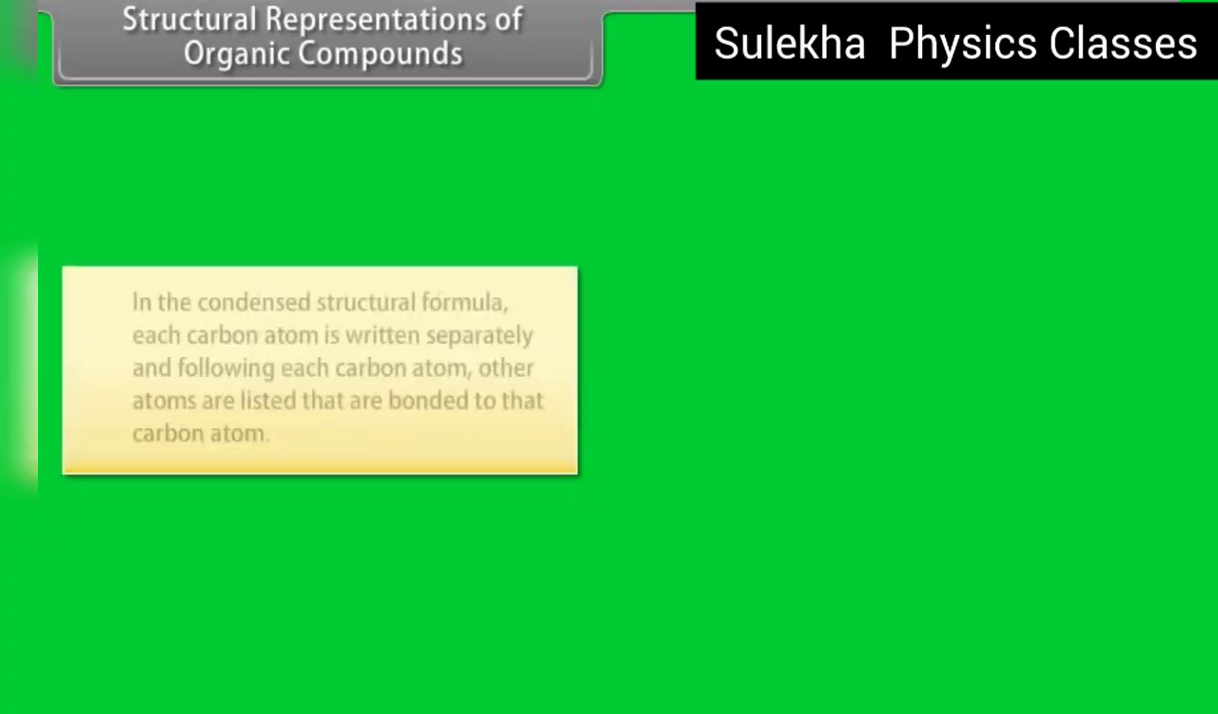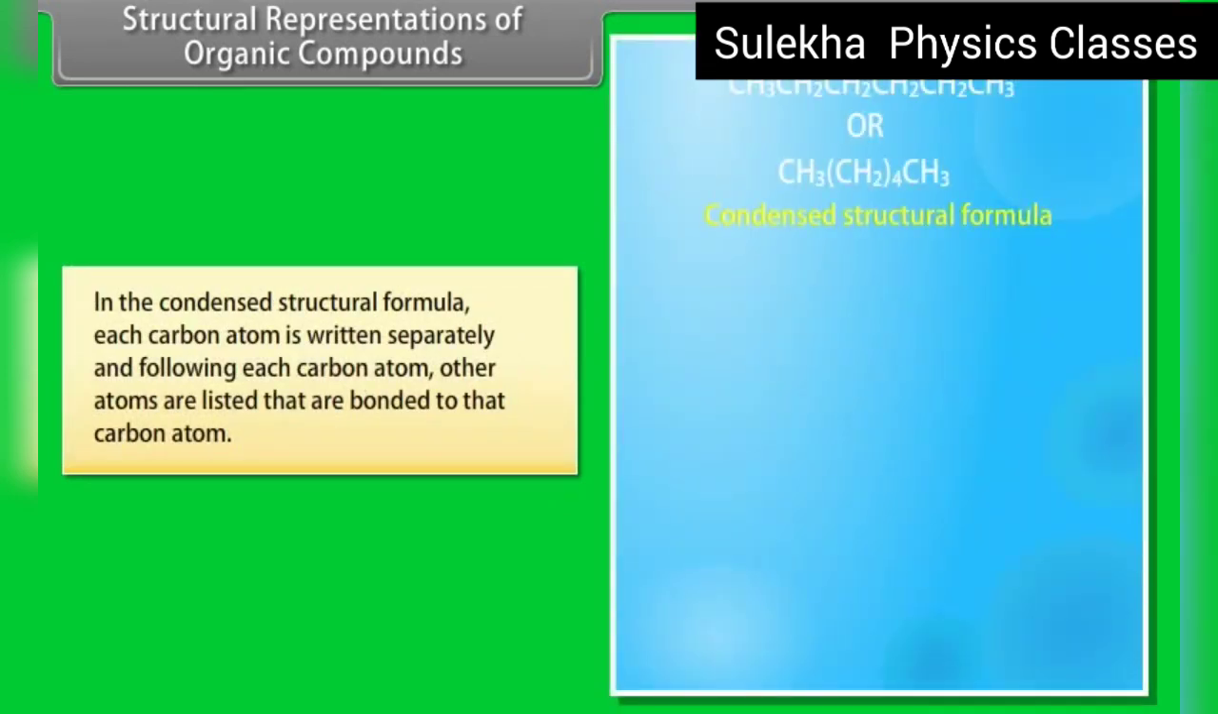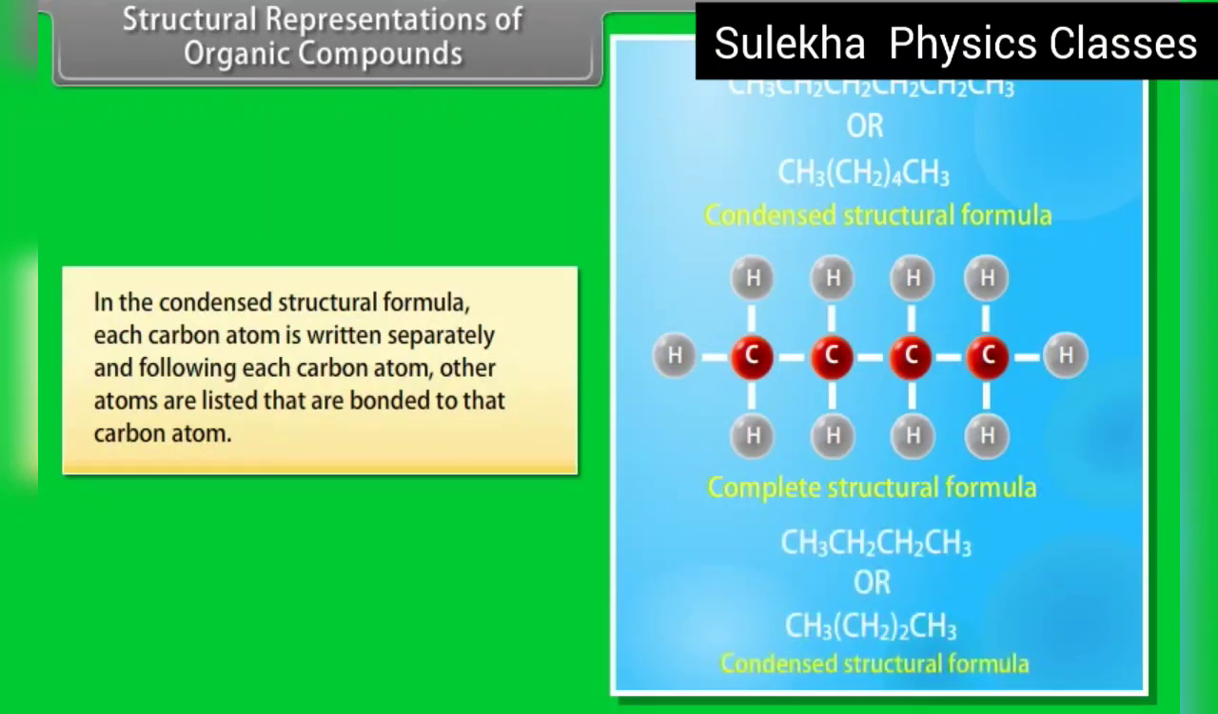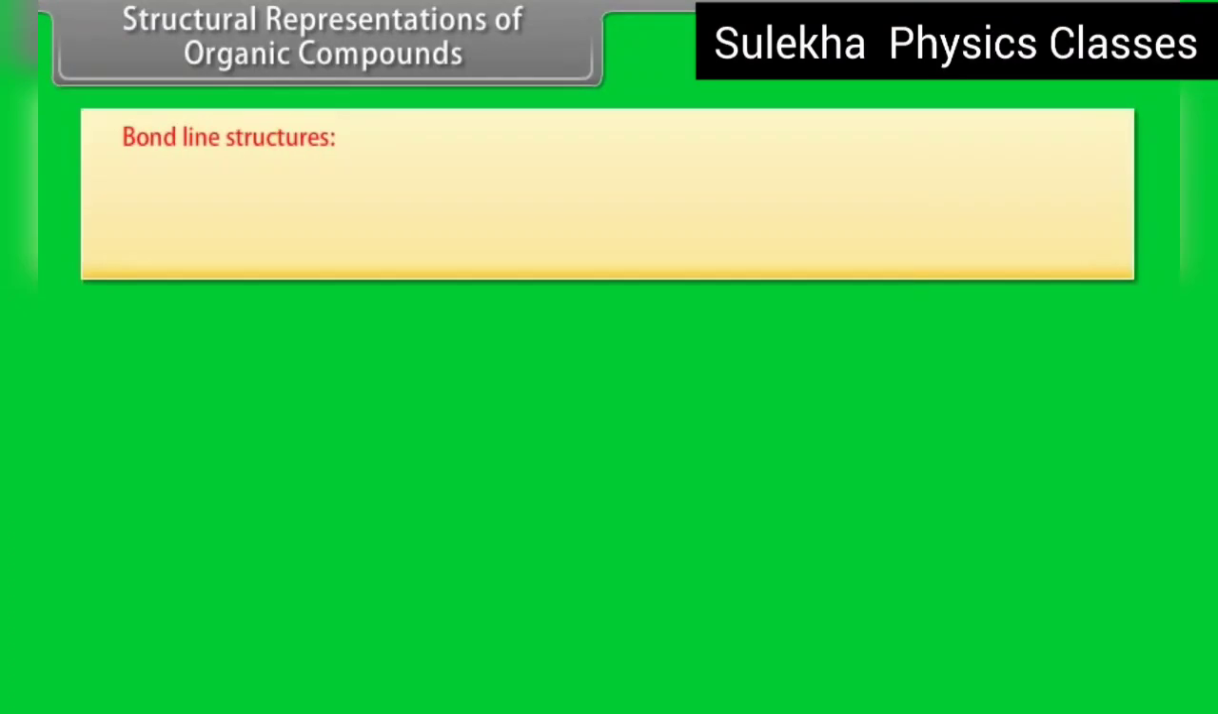Structural representations of organic compounds. In the condensed structural formula, each carbon atom is written separately and following each carbon atom, other atoms are listed that are bonded to that carbon atom. For example, complete structural formula. Its condensed structural formula can be written as follows. Bond line structures.